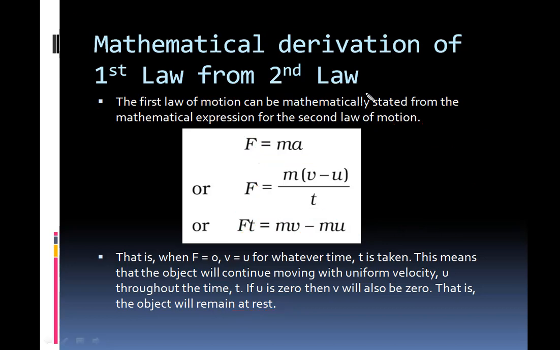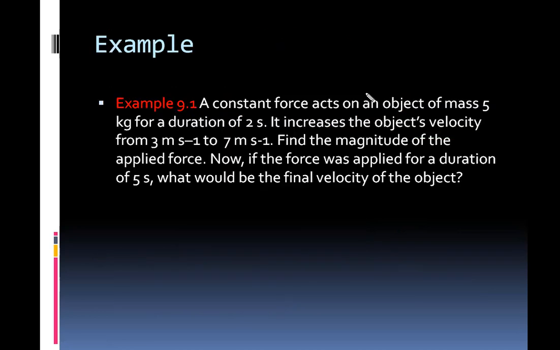Okay, so now let us solve some of the questions. This is example 9.1. You can see it in your book. A constant force acts on an object of mass 5 kg. What are the given data? While solving a question, first you note down what the given data are. Mass is given, 5 kg. During 2 seconds, time is also given.